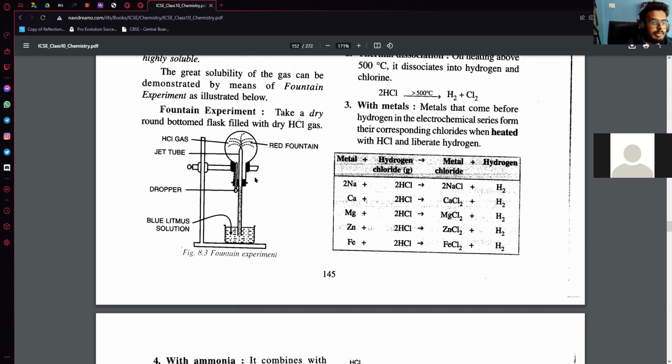For a minimum, it can come as a 3 marker as well, where you need to write a little bit about the experiment and the 2 inferences. Basically, this experiment has 1 inference, that hydrochloric acid is a strong acid, so it turns blue litmus red. But if you also write that hydrogen chloride gas is very soluble in water, that will be a plus point in your answer. So you need to note 2 different inferences for this experiment: HCl gas is highly soluble in water, and hydrochloric acid is a very strong acid. These 2 things you need to know.